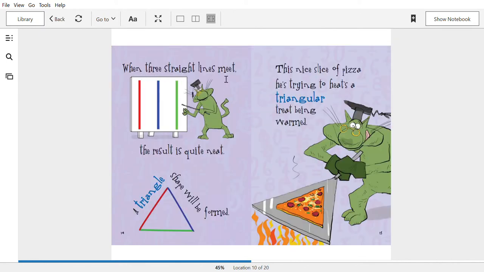When three straight lines meet, the result is quite neat. A triangle shape will be formed. This nice slice of pizza he's trying to heat's a triangular treat being warmed.